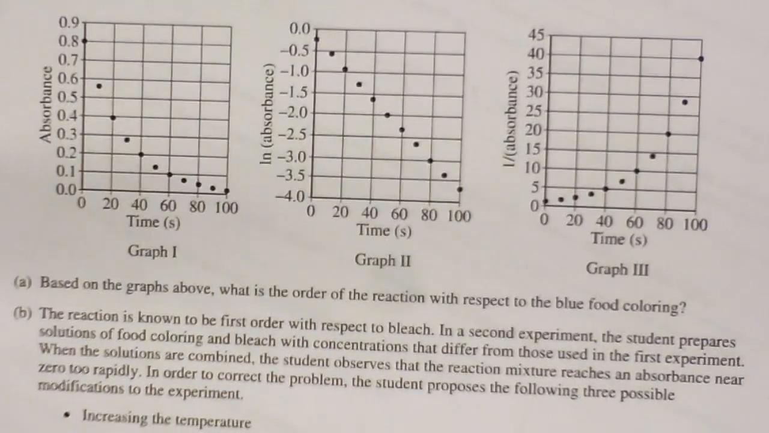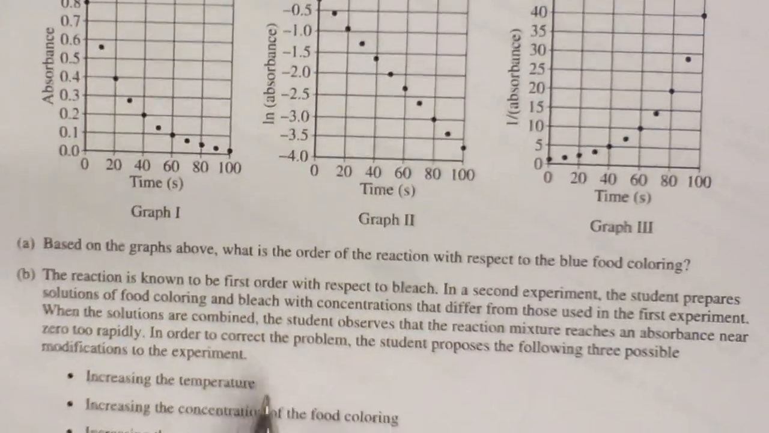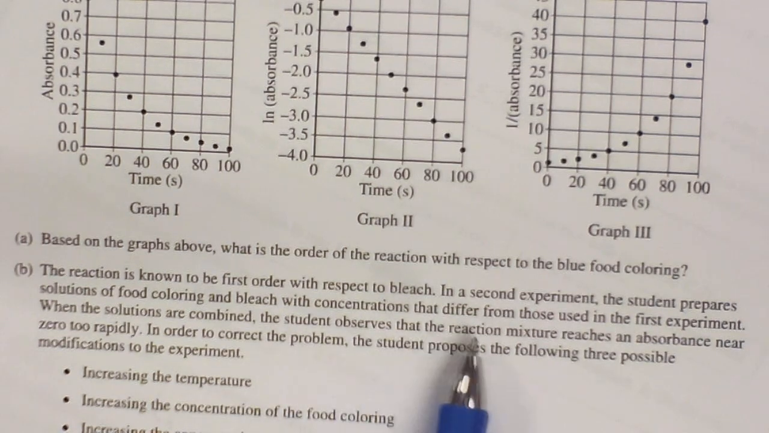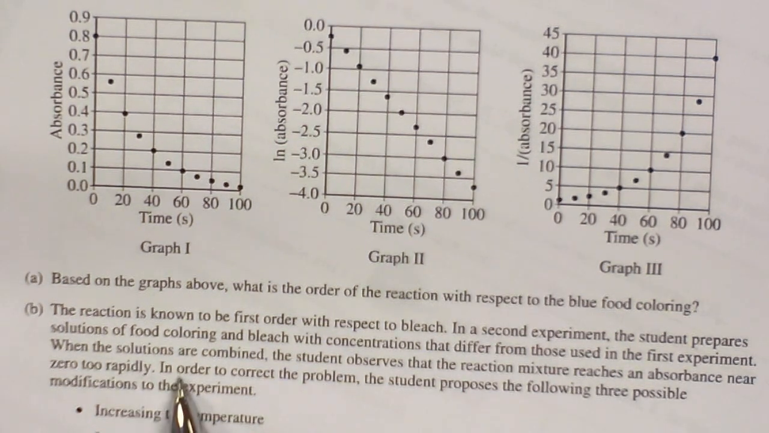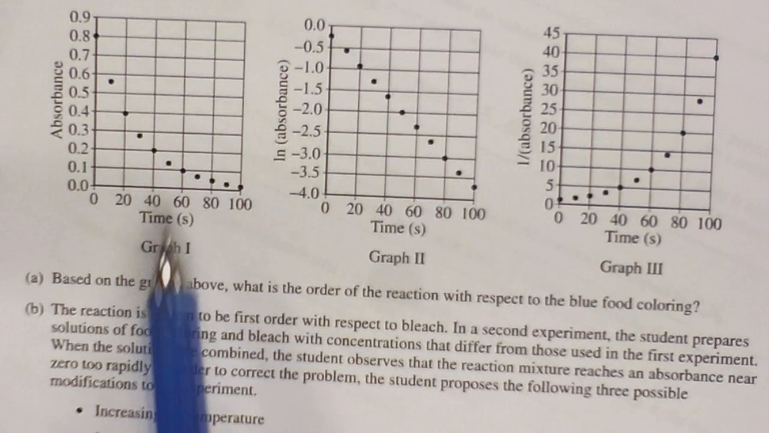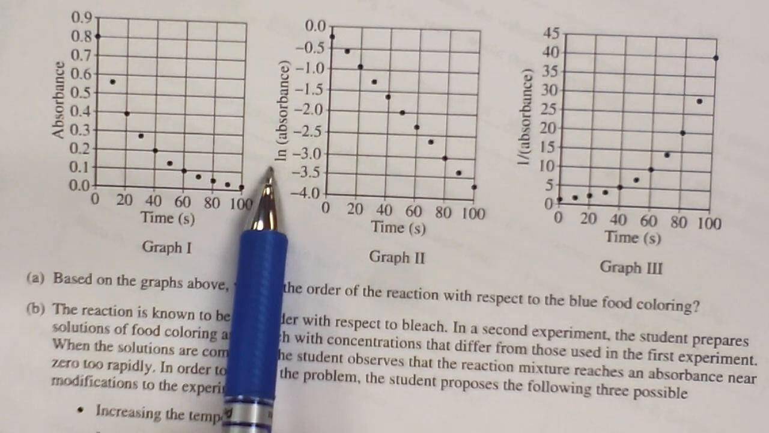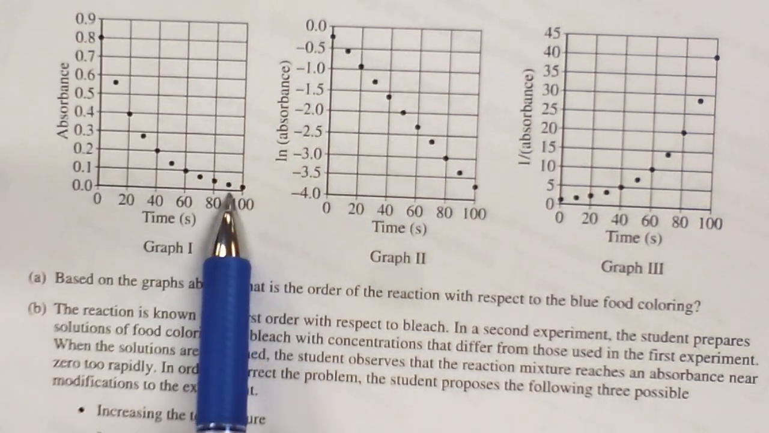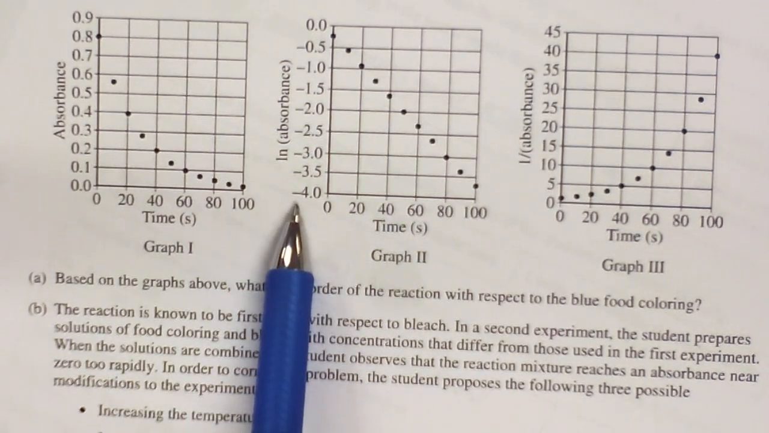Circle one proposed modification above that could correct the problem. And the problem is, I know you're not reading this, so I'm trying to read what you need to know. The student observes that the reaction mixture reaches an absorbance near zero too rapidly. Look at the graphs. So which one is reaching an absorbance near zero? This one, or this one, I guess, but this is the ln of absorbance, so it's actually this one. Does everybody see that? Okay. And it's reaching it too rapidly, so they want to slow it down.